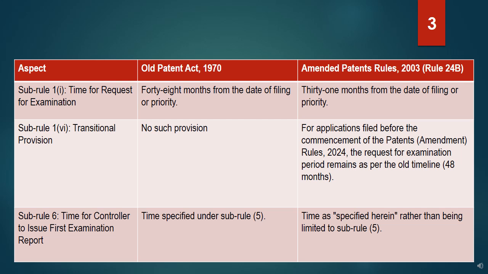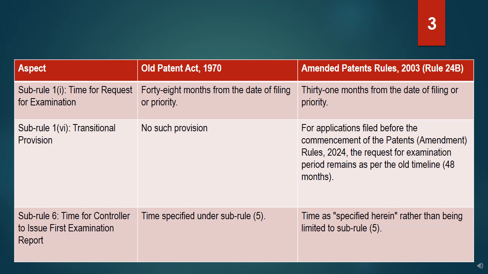Under old rule, before amendment, applicants had 48 months from the date of filing their patent application to request an examination under Section 11B. According to new rule, after amendment, this period is now reduced to 31 months, so you have less time, just over 2.5 years, to make a request for your patent to be examined. Second one is clause for applications filed before the new rules.